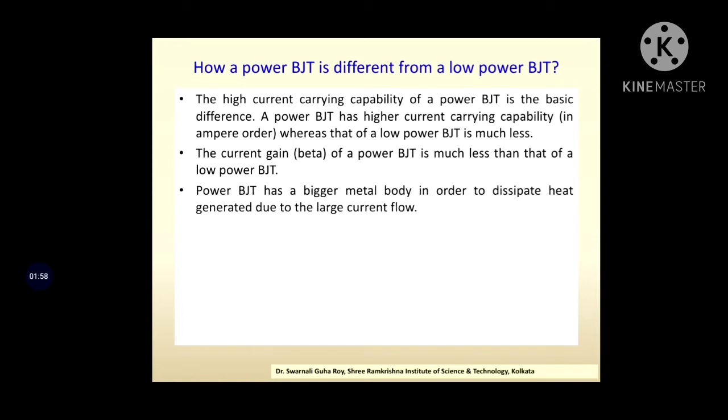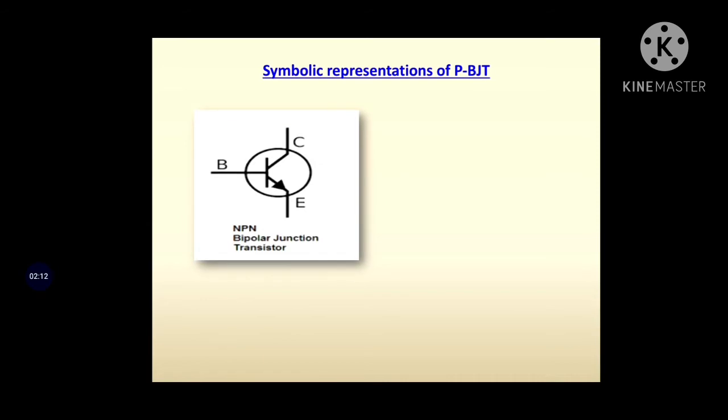A power BJT has a bigger metal body in order to dissipate the heat generated due to the large current flow. Now, let us see the symbolic representations of power BJT. This is the symbolic representation of an NPN bipolar junction transistor. Here you can see the terminals are base B, collector C and emitter E, and the symbolic representation is exactly similar to what you have seen in the case of a low power BJT.